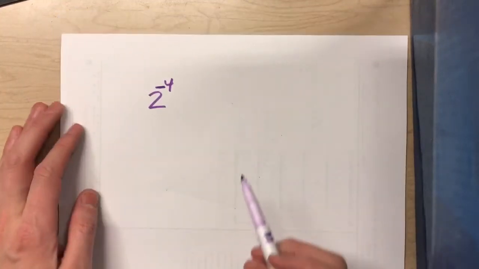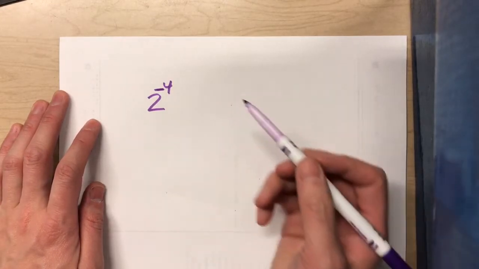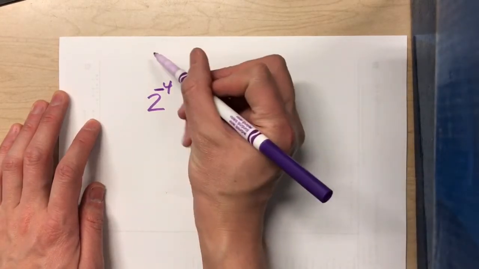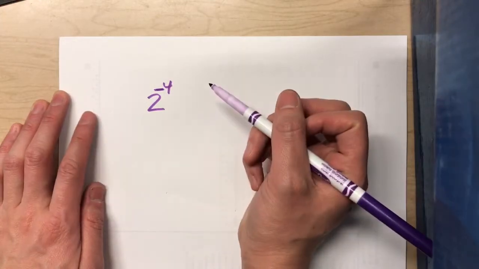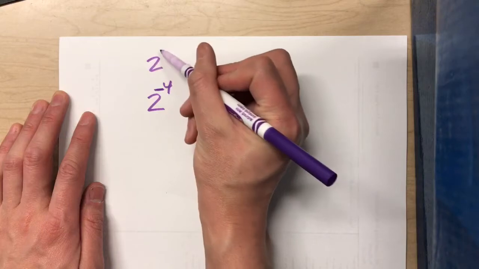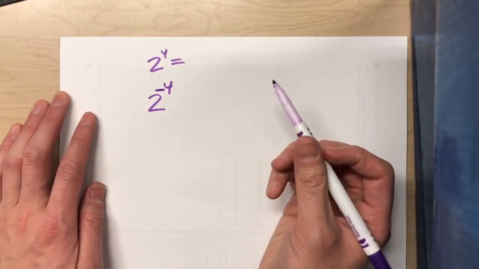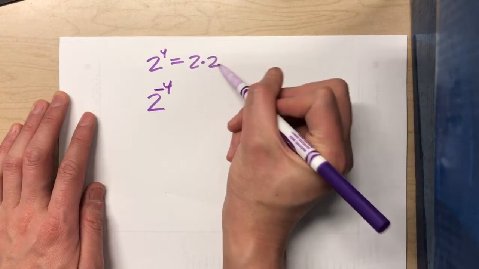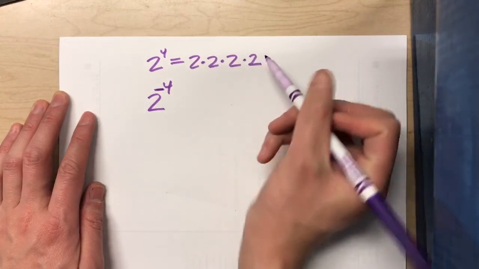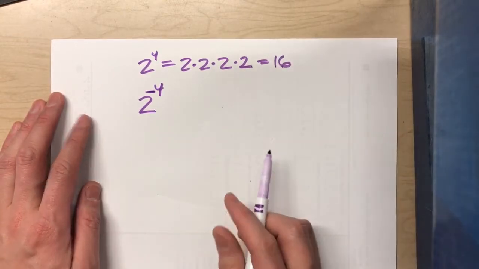Today we learned about negative exponents. So, for example, 2 to the negative 4th power. Now, the thing about negative exponents is it doesn't make the answer negative necessarily. It's kind of the opposite of positive exponents. 2 to the positive 4th power means 2 times 2 times 2 times 2. You're repeatedly multiplying, so you get 16.